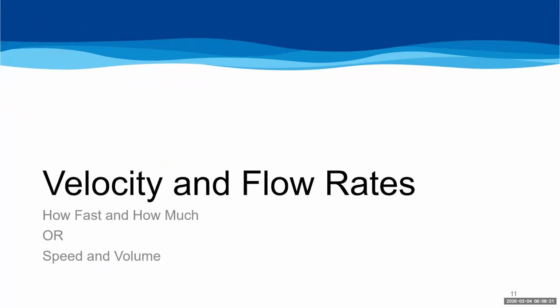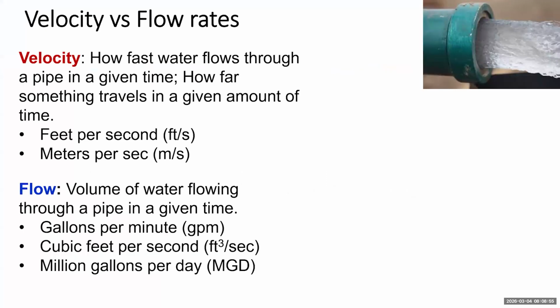So let's go ahead and dig right into velocity and flow rates. When we're talking about velocity and flow rates, sometimes we can confuse them or think that they're the same thing, but really they're two different things with similar components. So velocity is talking about how fast, and flow rates are talking about how much. Or you can think about it kind of like speed and volume. So those are the formulas we're going to start with: velocity and flow rate. How are they similar and how are they different?